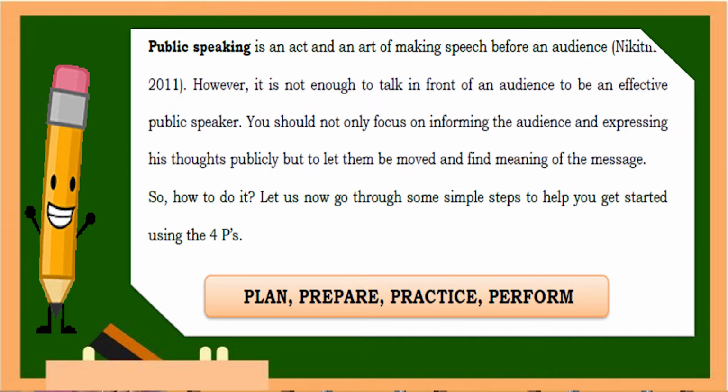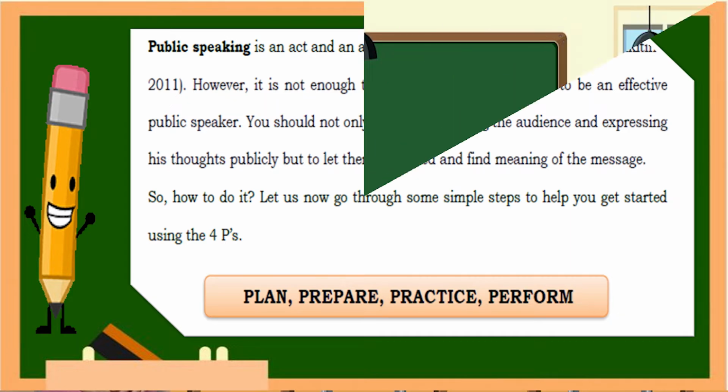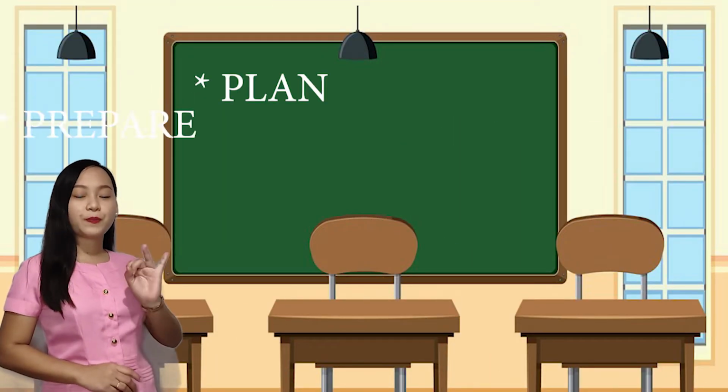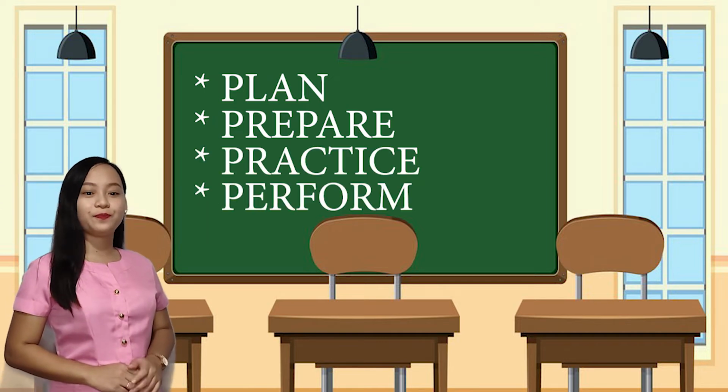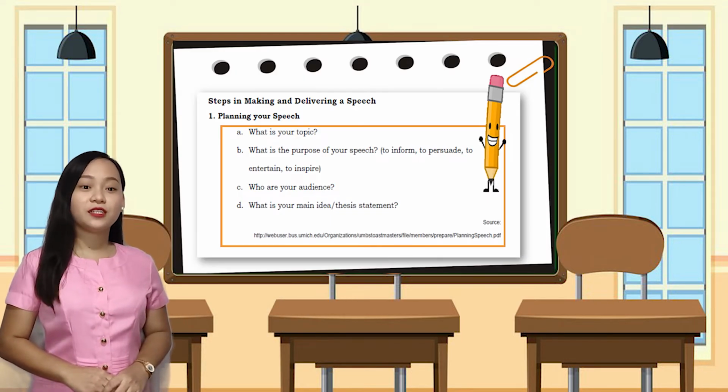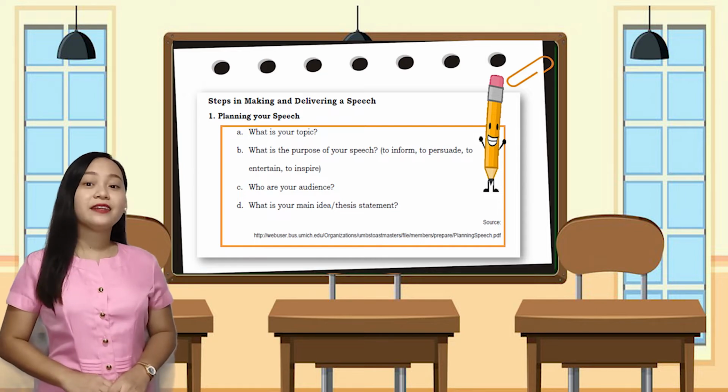Public speaking is an act and an art of making a speech before an audience. However, it is not enough to talk in front of an audience to be an effective public speaker. You should not only focus on informing the audience and expressing your thoughts publicly, but also let them be moved and find meaning in the message. So how to do it? Let us now go through some simple steps to help you get started using the 4 Ps: plan, prepare, practice, and perform. Steps in making and delivering a speech. Number 1. Planning your speech.